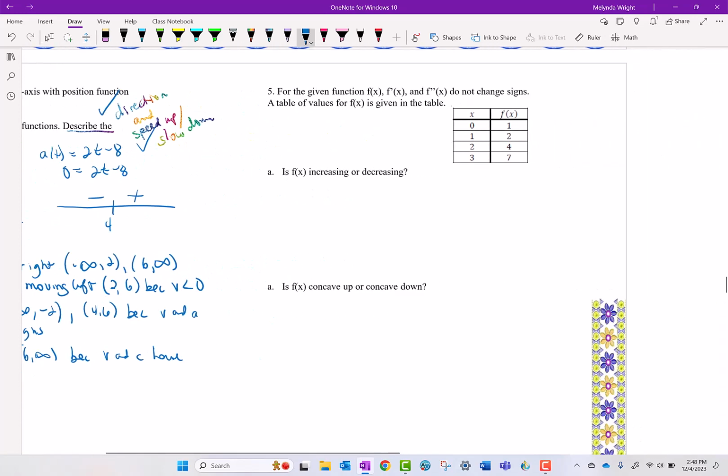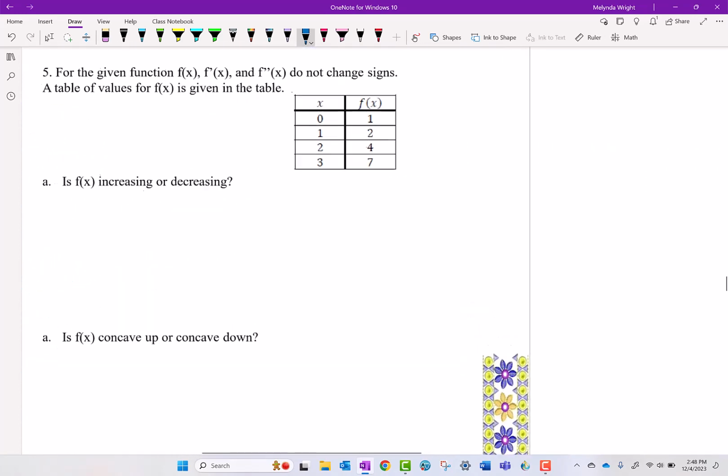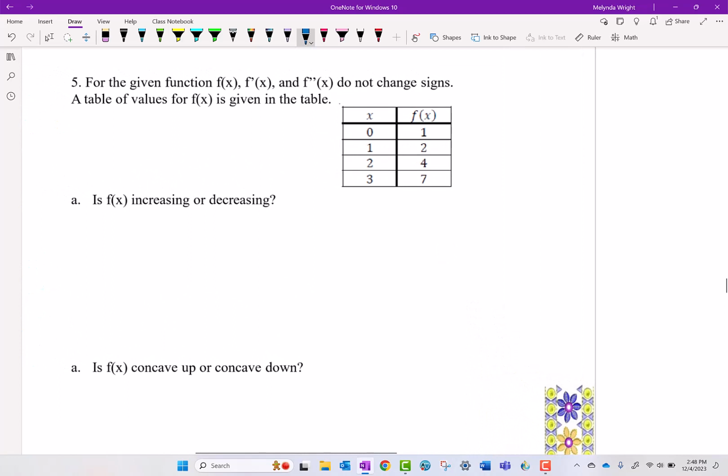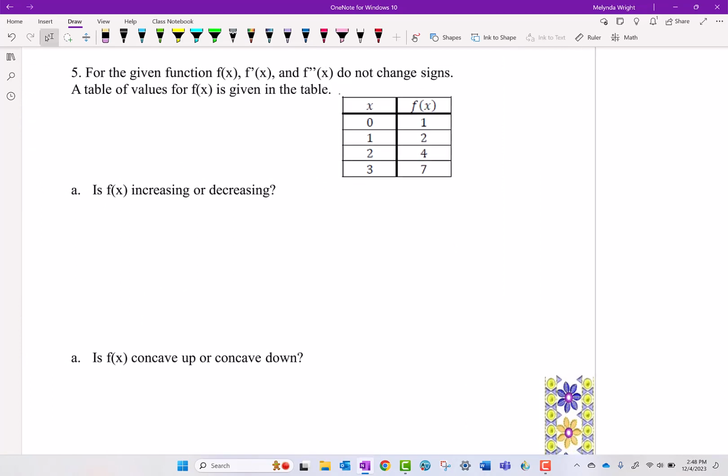Number 5, we're still contemplating the relationship between f prime and f double prime. So let's see what they have. So we have values of f, the position, and they tell us that f prime and f double prime do not change signs. Okay, well, that's good to know, just in case we need to know.